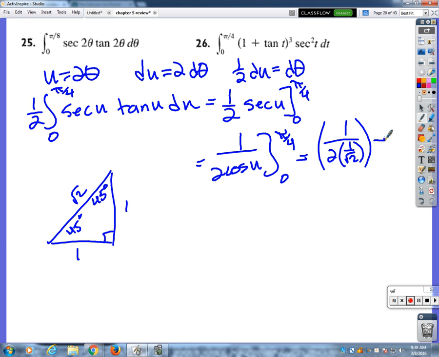Minus. Now we can think about the graph to figure out what the cosine of 0 is. 1, and 1 times 2 is 2, and 1 over 2 is 1/2. Okay, this is 2 over root 2, right? But 1 over 2 over root 2, I flip it over, make it root 2 over 2. And then it's root 2 minus 1 over 2, if you want to make it as one fraction.